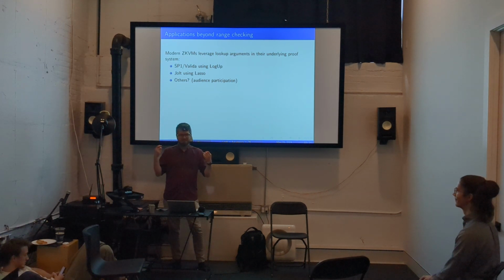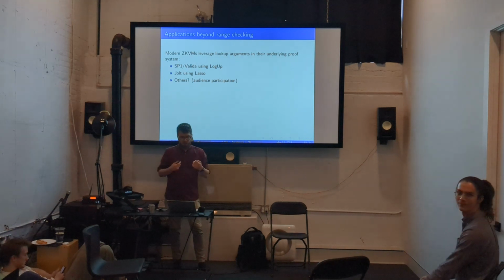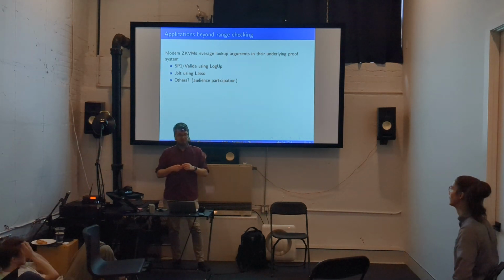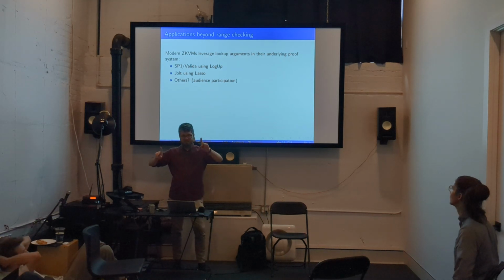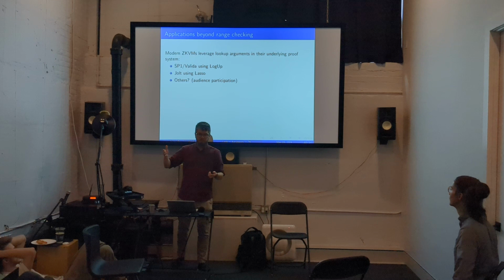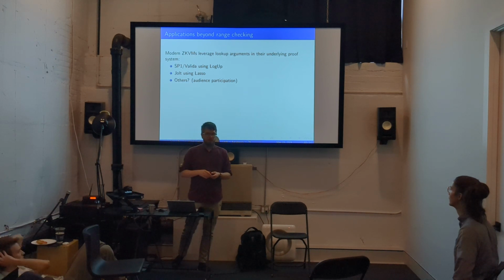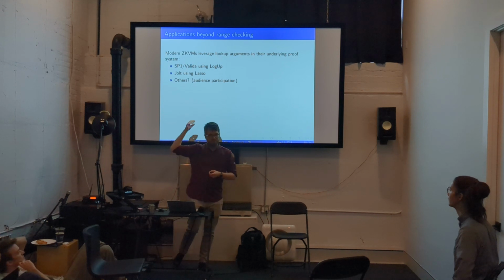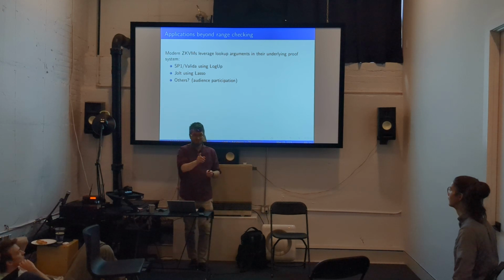What is Jolt? Jolt is a lookup-argument-based ZKVM that's built on Lasso. There were two papers that came out almost simultaneously, Lasso and Jolt. It's a RISC-V ZKVM, and I'll say a few words about Jolt, but it's a ZKVM that uses Lasso. That's a good question, I'll answer it in a second.